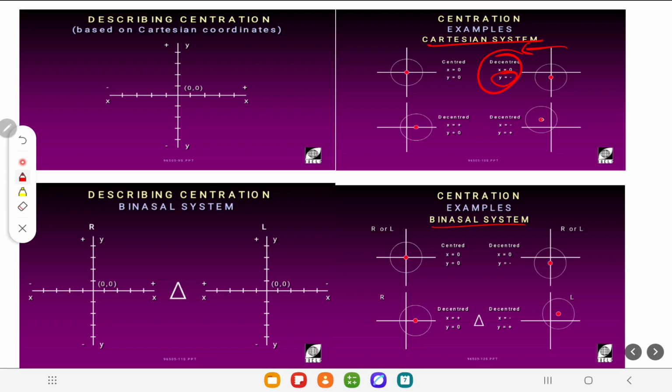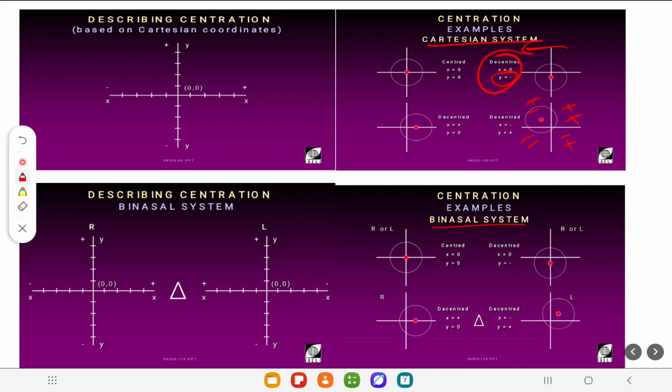For this contact lens, we have read in mathematics that there is a plus-plus coordinate, a plus-minus coordinate, a minus-minus coordinate, and a minus-plus coordinate. That's what the Cartesian system is basically.